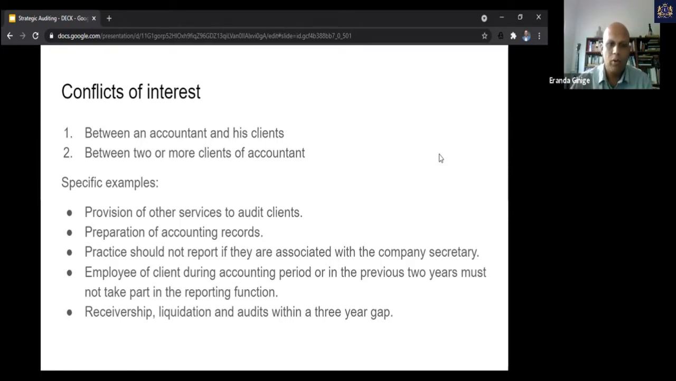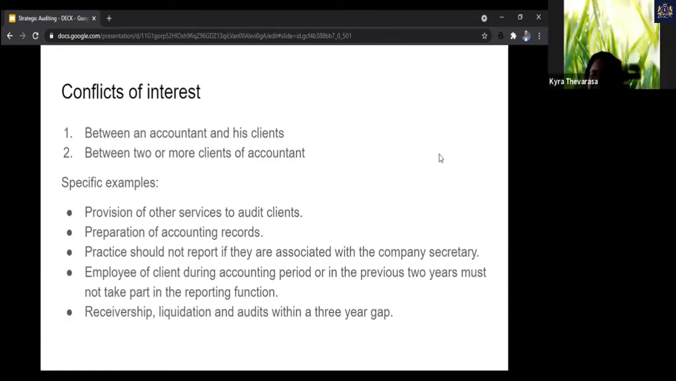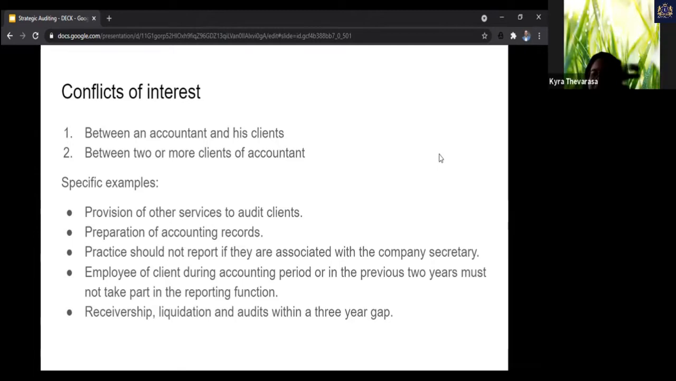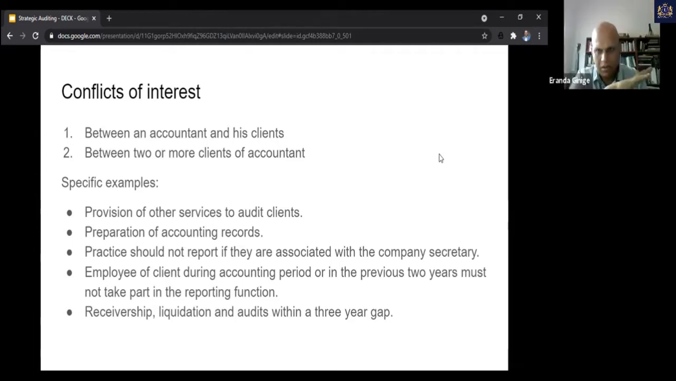Right. An employee of a client during an accounting period or in the previous 2 years must not take part in the reporting function. So if you're the auditor and you have an employee who has worked in your client's company during the last 2 years, or is still working there, maybe taking a part-time job or whatever, that person should not be involved in the auditing of that particular client. You can put that person on some other client, but not for that client, right?